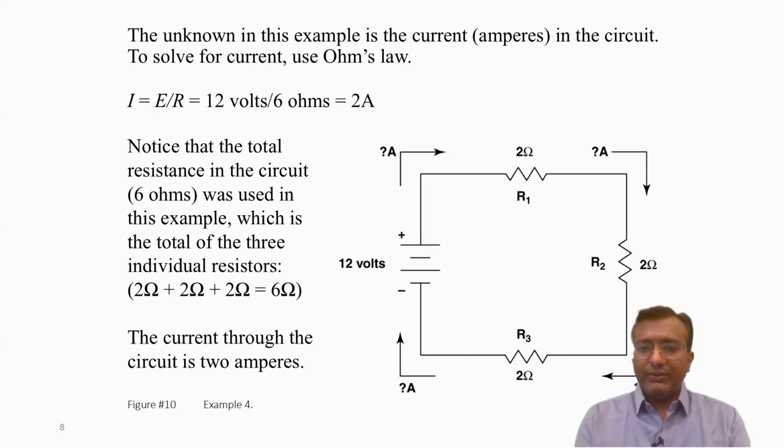Now here we have supplied the value of voltage and individual resistances. We have to find out the value of current. So by the conventional method, we can get the value of total resistance, that is equivalent to R1 plus R2 plus R3. That gives us the value of 6 ohms. We have the value of supply voltage. If we divide this supply voltage by the total resistance, we will get the value of current. That comes around 2 amperes.